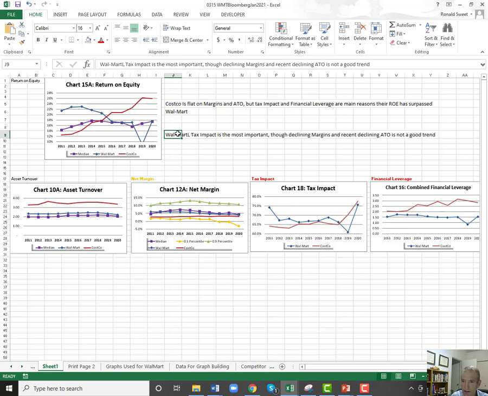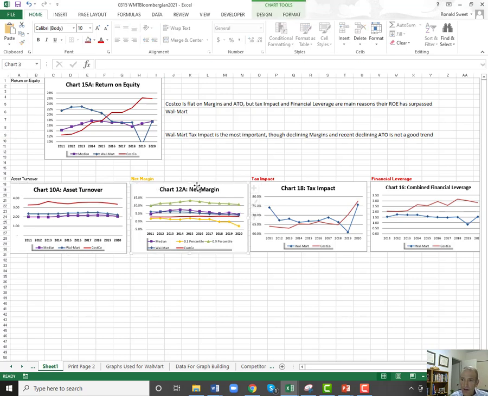What you want to actually do is, if you can, get all these charts together, just like I did here: return on equity, explained by turnover, margins, taxes, and financial leverage. You're trying to look at the shape of the chart and explain it by the shape of these charts. And you may have to change your axis, because if your axis is too wide, the lines just become straight lines.